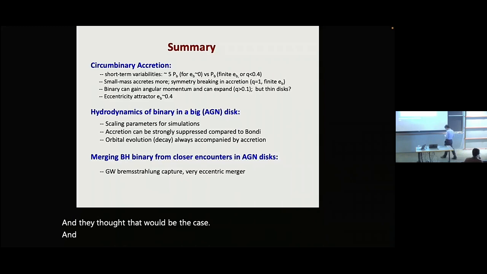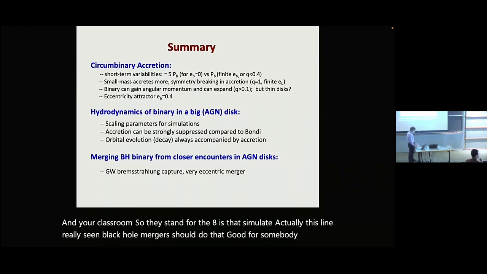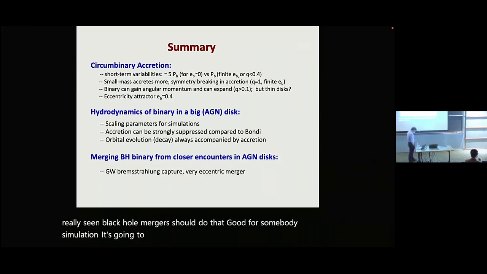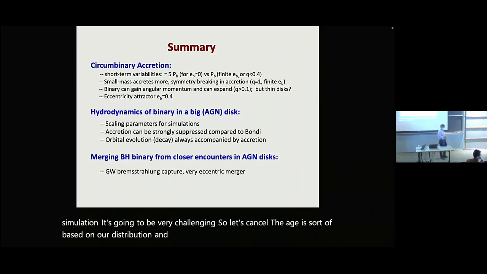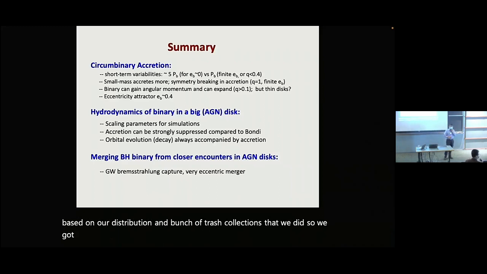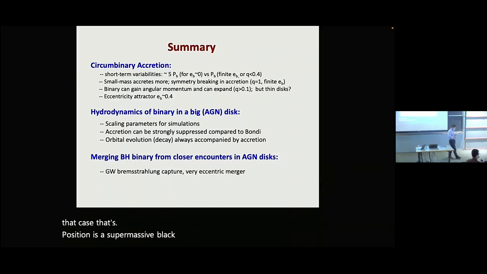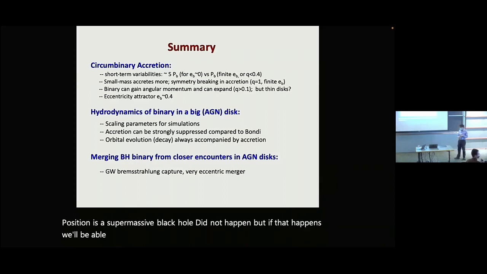So this 10 to the 8 is, as Dong just said, to simulate this long and really see the black hole mergers by brute-force N-body simulation is going to be very challenging. So this 10 to the 8 is based on our distribution and a bunch of extrapolations that we did. For our simulation, we do allow collision with a black hole. But as we said earlier, our simulations stop at around 10 to the 5 orbits. In that case, collision with the supermassive black hole did not happen. But if it happened, we would be able to catch it in the simulations.